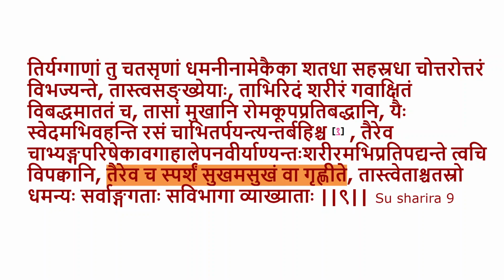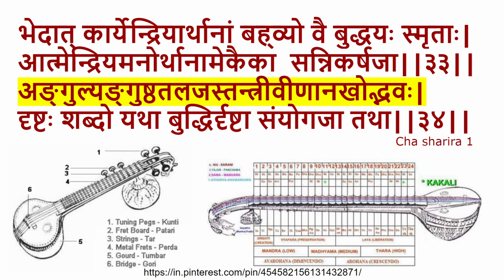So, the Tiryaga dhamani and its branches form a network around the surface of the body, which is something like the cutaneous nerves that carry the sensation, comfortable or otherwise. Now, these dhamanis would produce variation in the pain based upon variables, and those variables are given by Charaka: Vedat Karyendriyarthanam Bhakvyo Vai Buddhaya Smraha, Atmendriya Manorthanam Ekikaha Sanikarshajaha. Atma, Indriya, Mano, Artha, Sanikarsha is the same source, which is Pratyaksha itself, and would produce the pain. So Pratyaksha and the pain sensation are very much similar.